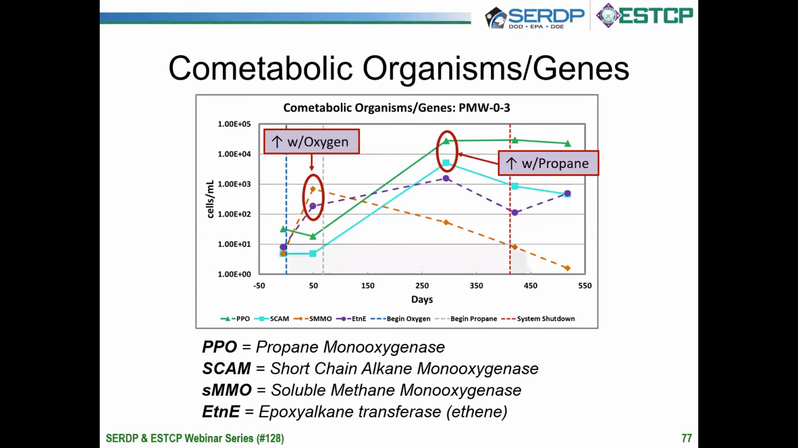But we didn't see any increase in these other 2 monooxygenases until after we added the propane. So this is the propane monooxygenase and this short chain alkane monooxygenase, or SCAM. There's a lot of organisms that both these enzymes can use propane as a primary substrate, and they have the ability to degrade different contaminants. So these are really the organisms that were doing the work on this project.